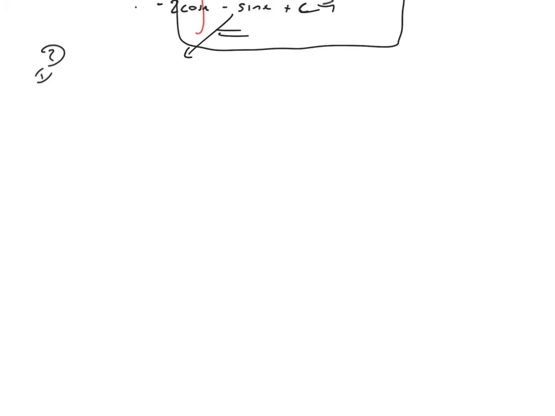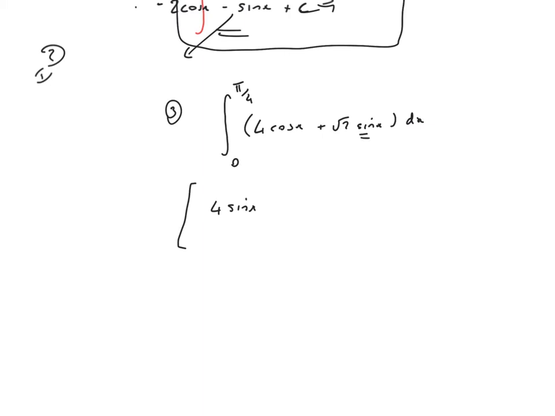constant of integration. Okay, we're now going to try an example with limits, a definite integral. So we're going to integrate between pi over 4 and 0, 4 cos x plus root 2 sine x with respect to x. So you integrate cos, you get sine, so it's going to be 4 sine x. You integrate sine to get minus cos, so that will be minus root 2 cos x. And my limits are pi over 4 and 0.